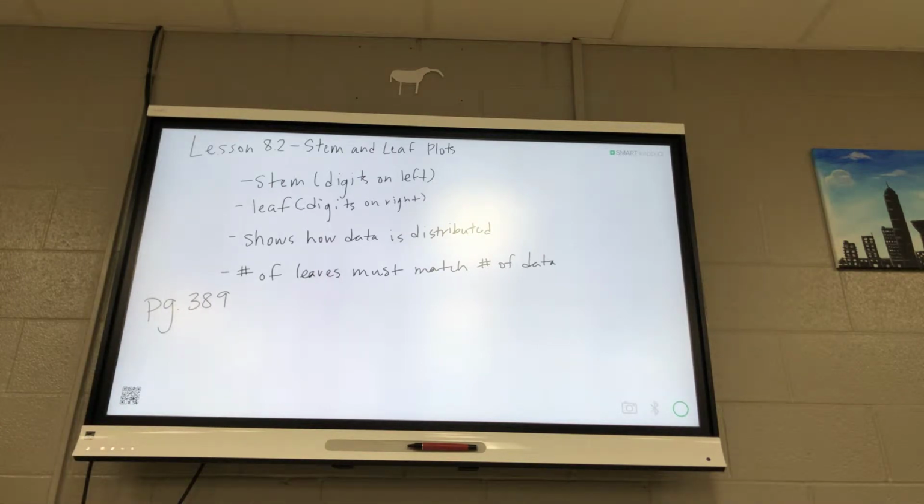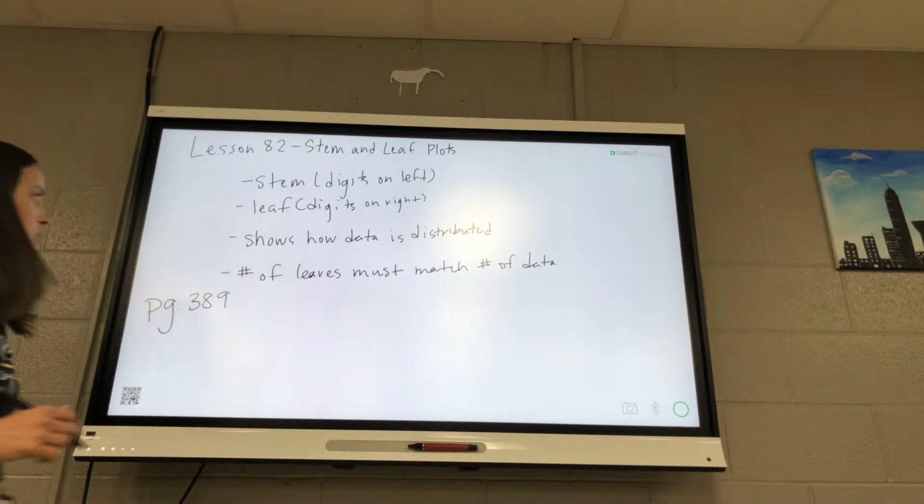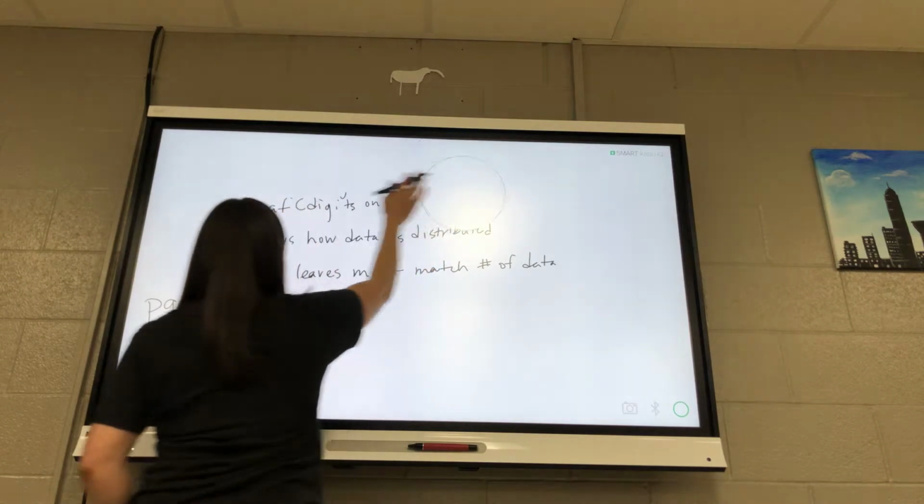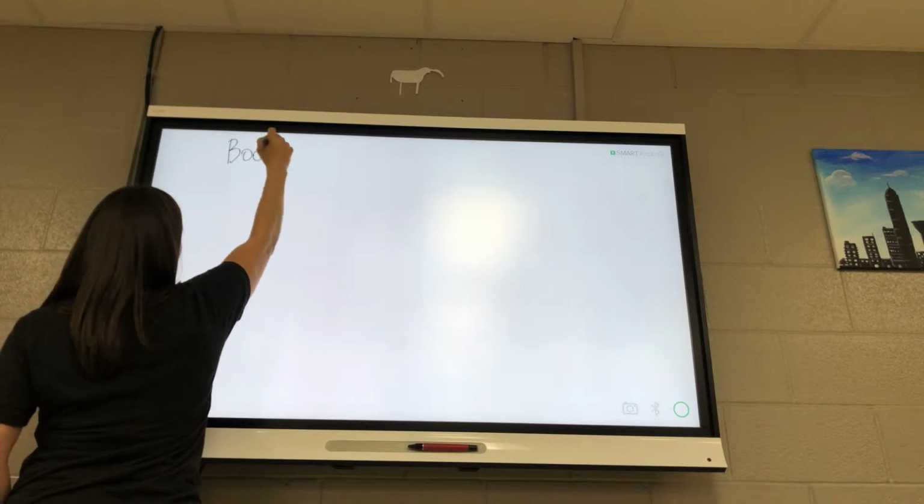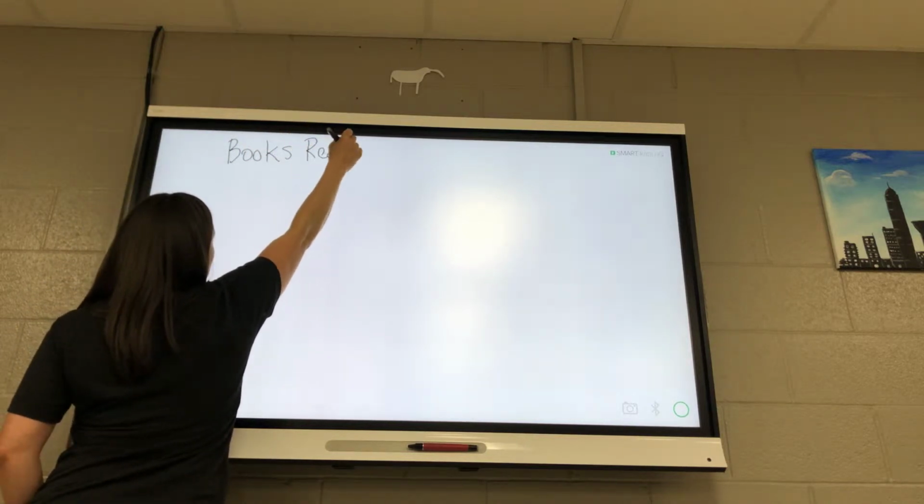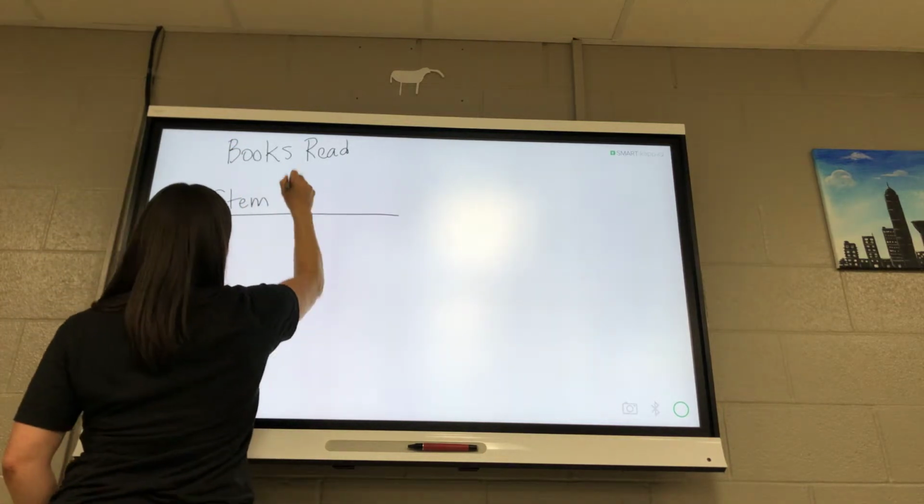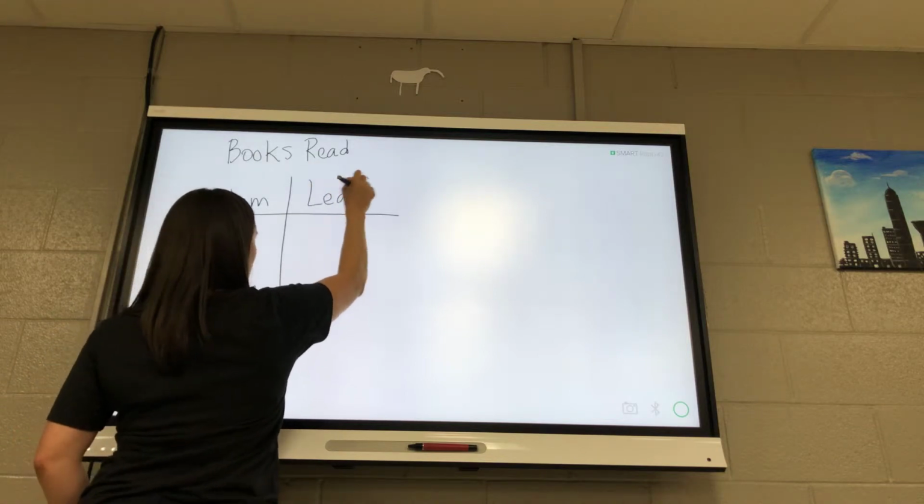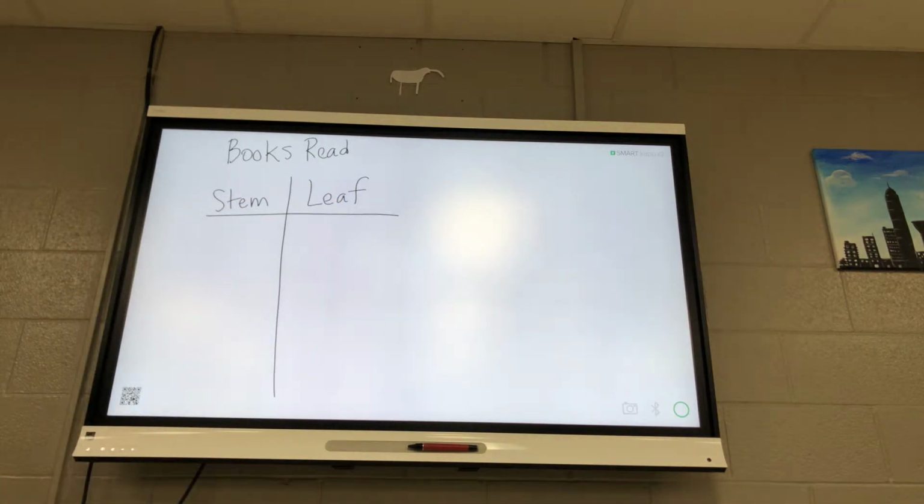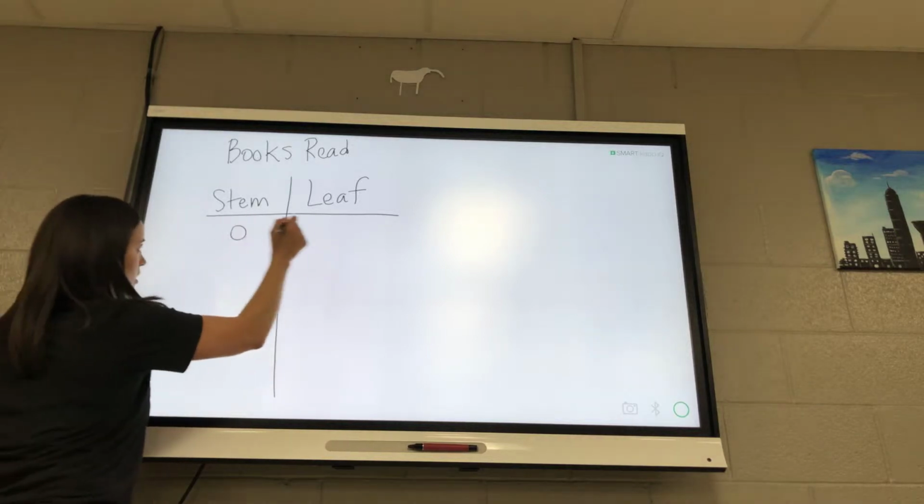So we are on page 389. It asks us to make a stem and leaf plot of the data. They give us different numbers of books that have been read. Alright, so we're going to look at that data. We're going to find all of the ones that have a 0 in the tens place. So we have a 0, and we have a 9.